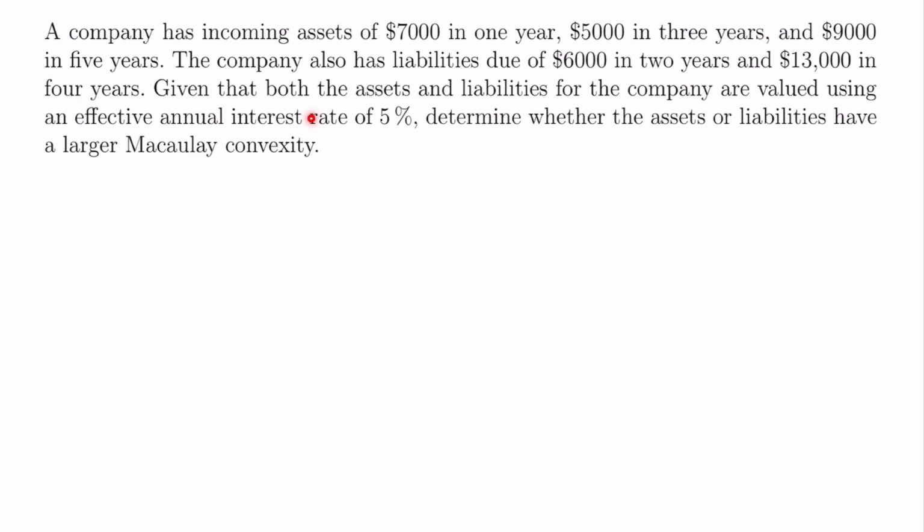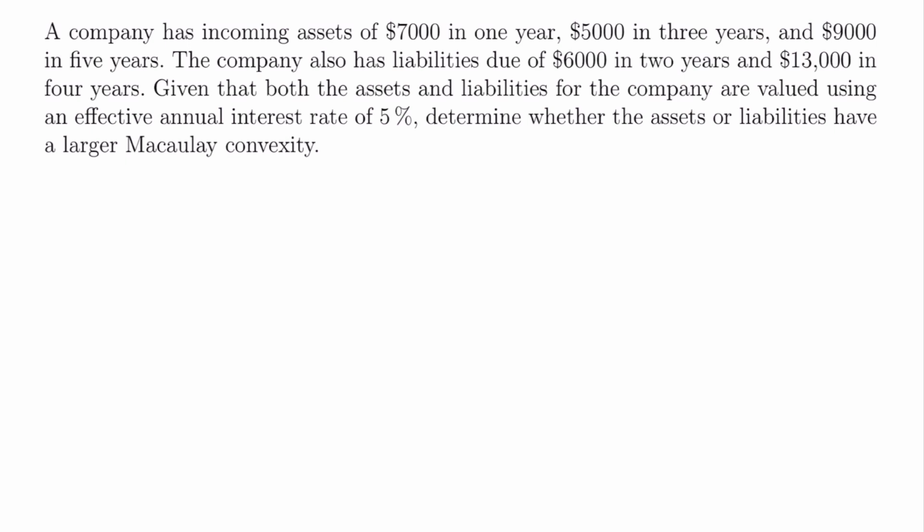All right, so in this problem, we're going to be calculating two different Macaulay convexities. We're going to be calculating the Macaulay convexity for a set of cash flows that are labeled as assets, and we're going to calculate the Macaulay convexity for a set of cash flows labeled as liabilities. Now, you're actually going to learn more about asset liability management in the next couple lessons, but for this example, all we have to do is make sure that we label each of these cash flows as an asset or a liability so that we use the appropriate cash flows in our calculation for the Macaulay convexity. All right, we don't really need to know more than that for this example.